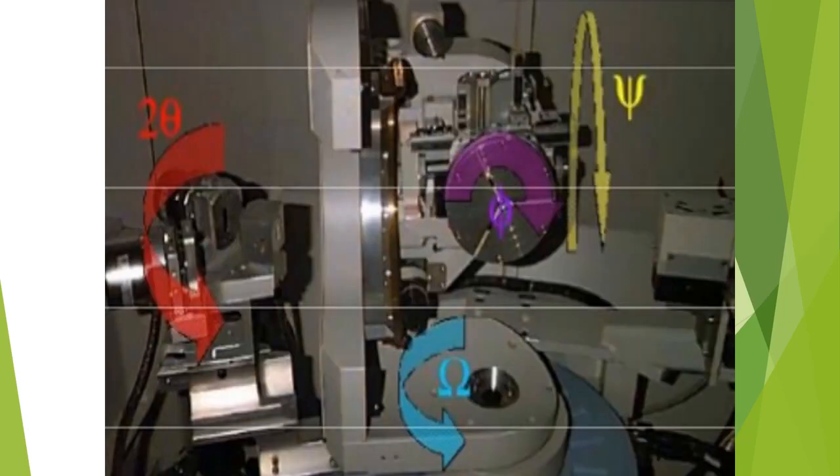Here are some machines showing these kinds of rotations. Here we can see the different rotations, that is phi, omega, sigma and 2 theta.